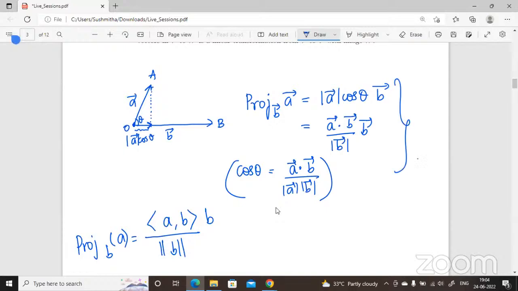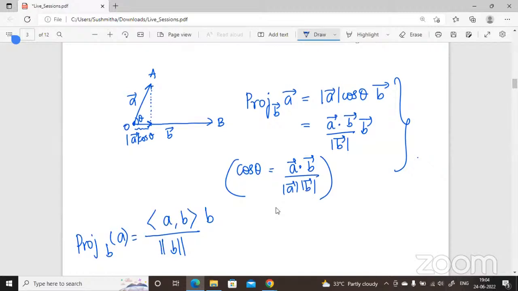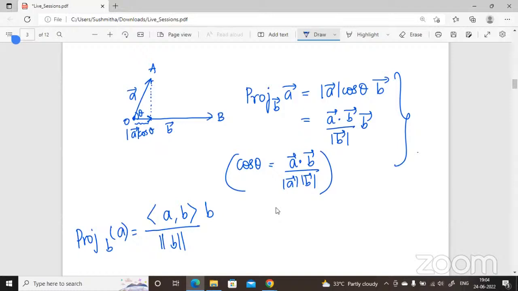This is what we see geometrically. The same concept has been extended to inner product spaces. So the projection of one vector onto another vector is: take the inner product of those two vectors, divide by the norm, and then you can write it as the inner product of A comma B with the unit vector in the direction of B. This unit vector is just giving the direction, and the magnitude is going to be the inner product of A and B.